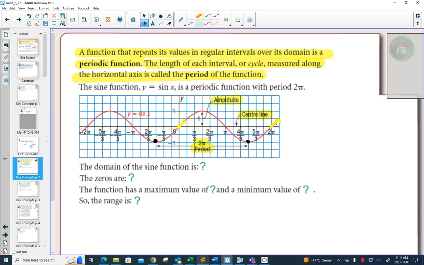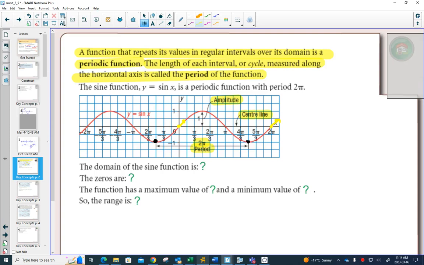Sometimes students go maximum to minimum and then double it. Does that make sense that you could do that? If you wanted to find out how long it takes to repeat itself, if you go from a minimum to a maximum, that's going to be half of the period. You could double it to find the whole period.